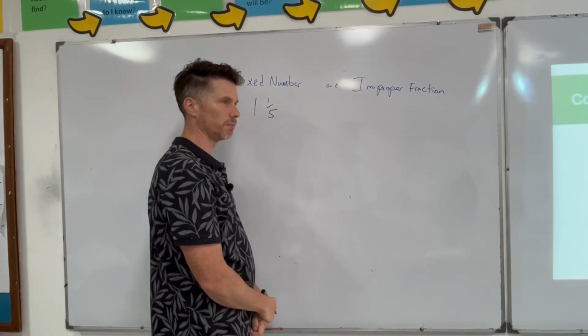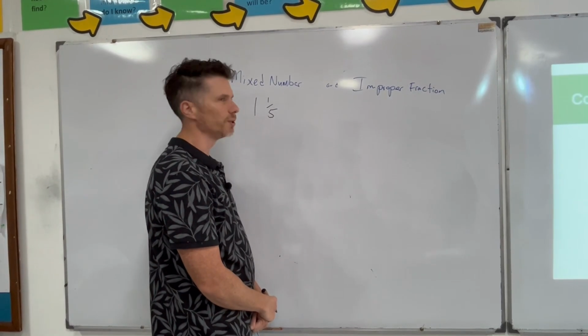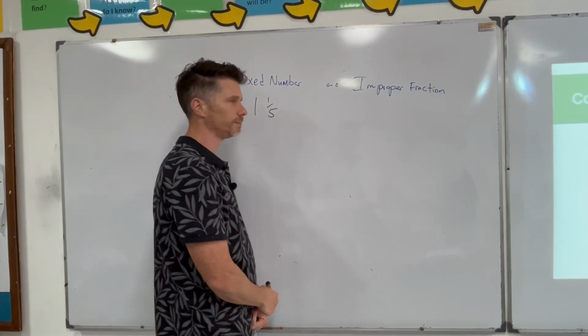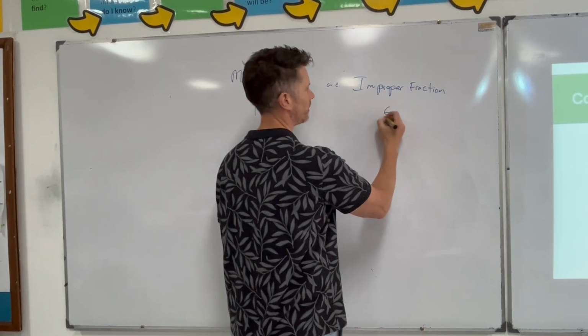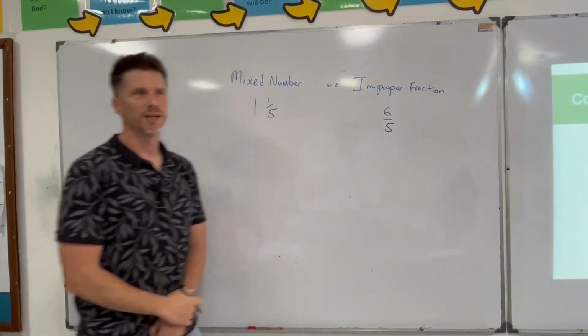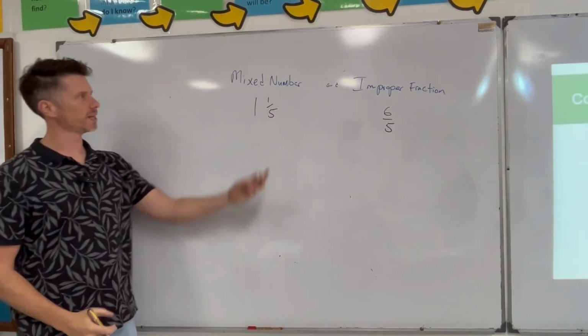Is bigger than the denominator. Numerator is bigger than denominator. Give me an example. 6/5. No, the same one. 6/5, very good. 6/5, that was perfect. All right, so that is an example of a mixed number.